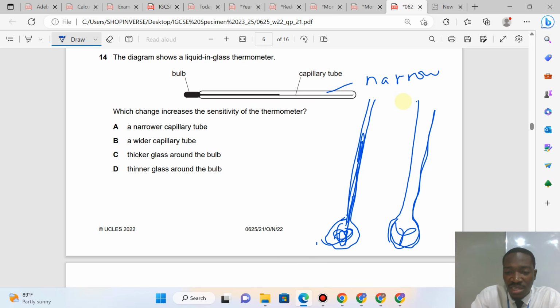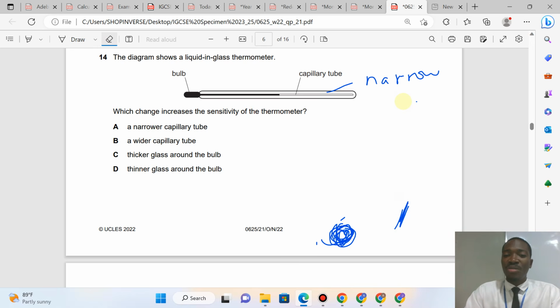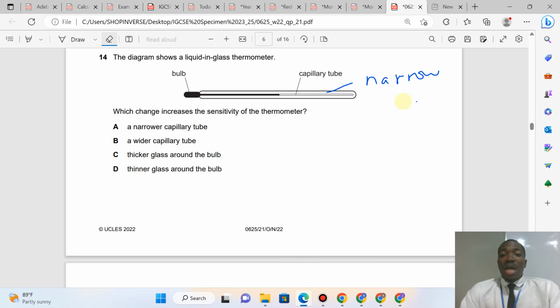when the increase in temperature of the one with the narrow tube is equal to the increase in temperature of the one with the wide tube, the rise in level might not be that much, it might just get to this level. Why? Because the tube is wide and the volume is wide. So that volume means it is taking up, it is accommodating much liquid.